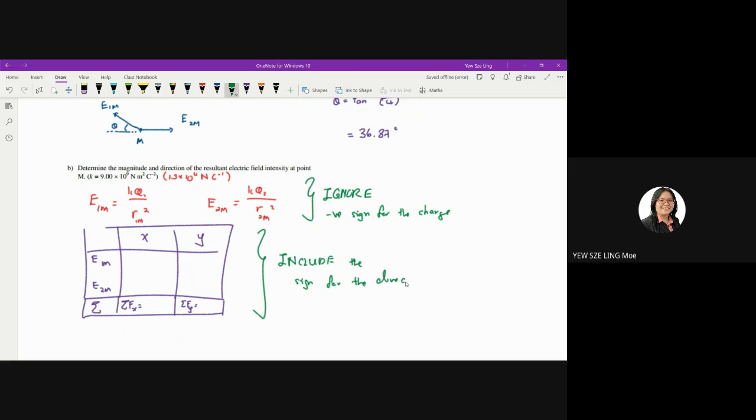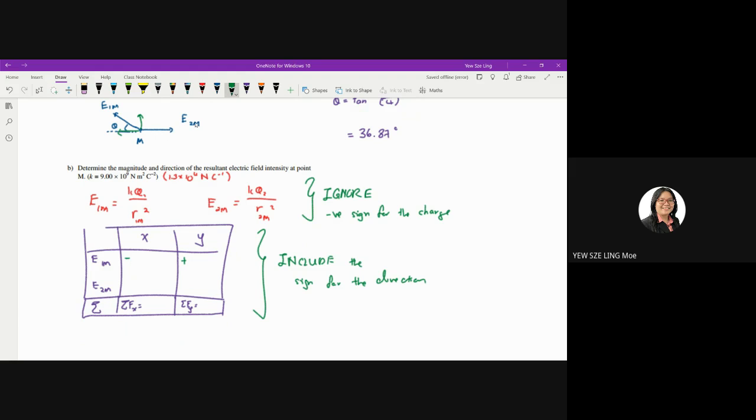Okay, the sign for the direction. So just now you ignored the negative sign for the charge. Now you want to include the direction. Now what does it mean by include the direction? If you look at E1M, if we resolve it, you will get a Y component that is going up and an X component that is going to the left. So the X component for E1M is a negative direction and the Y component is a positive direction.